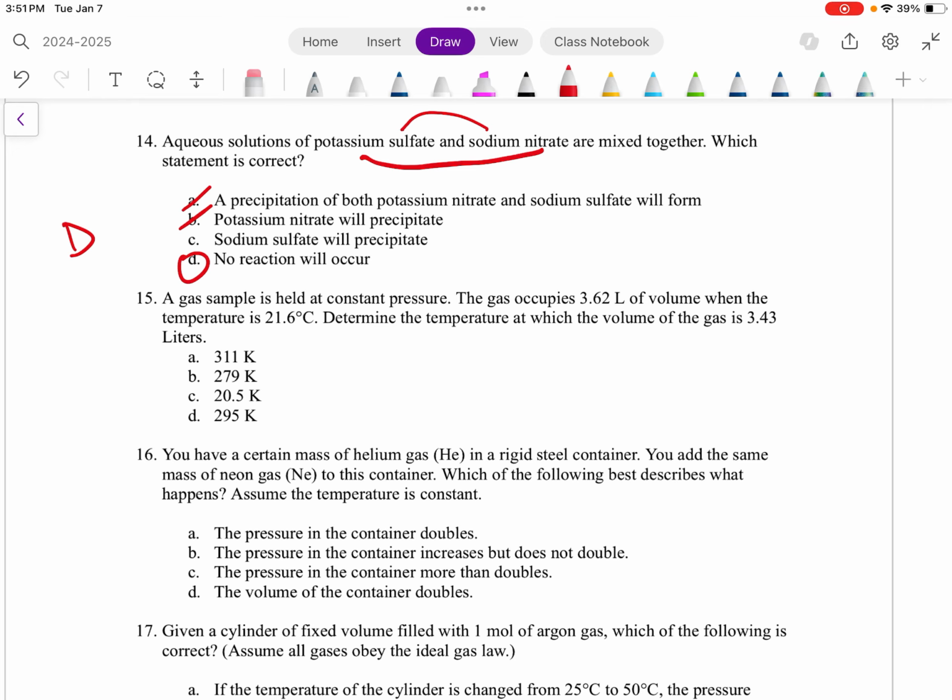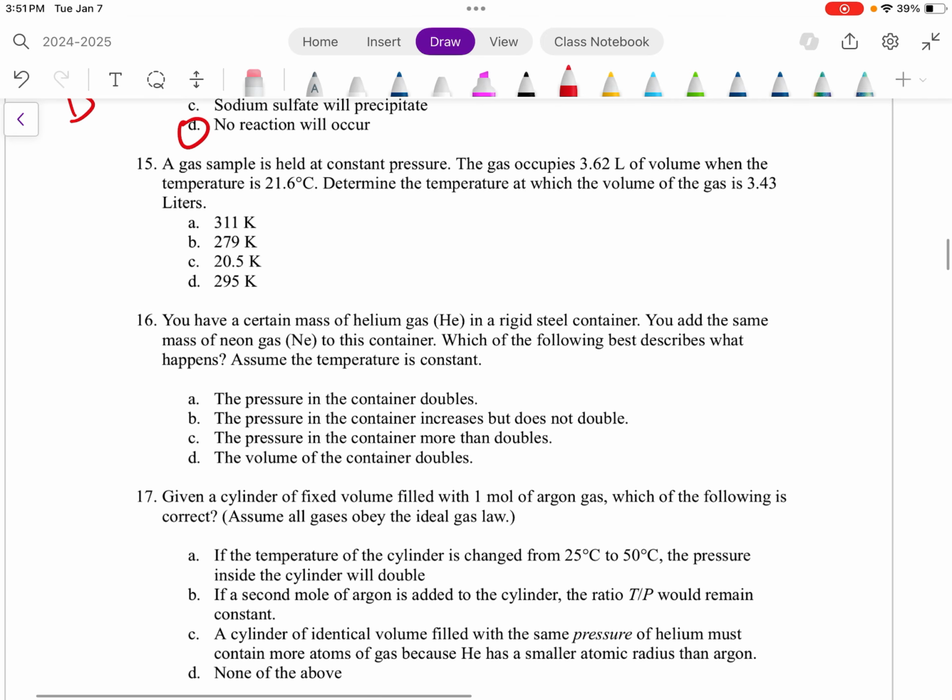A gas sample is held at constant pressure. It occupies 3.62 liters when the temp is 21. Determine the temp at which the volume of gas is 3.43 liters. You must convert to Kelvin. The gas laws only are true when you are in Kelvin.